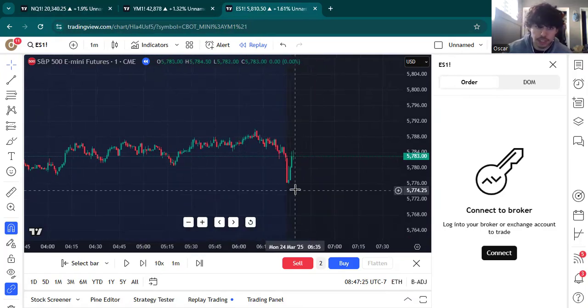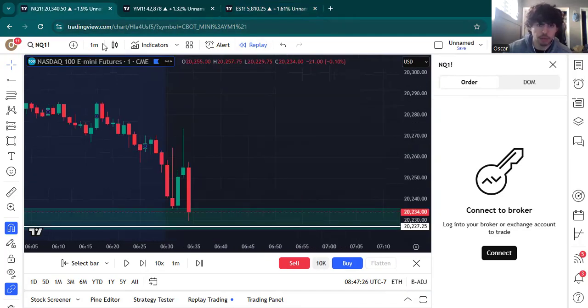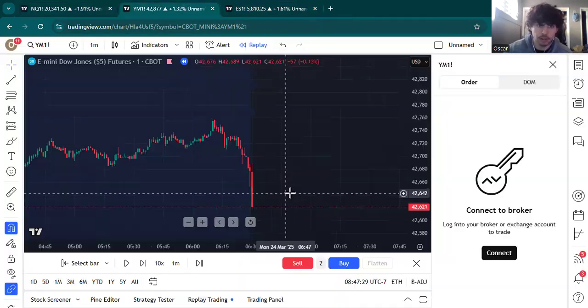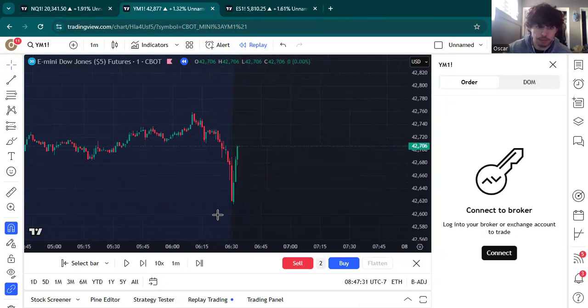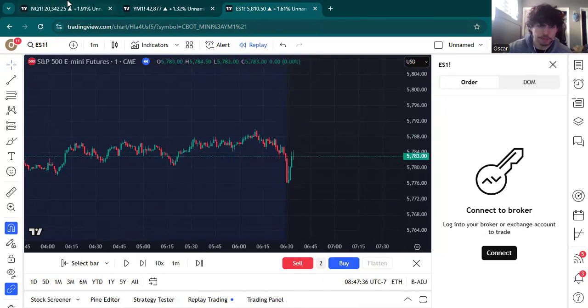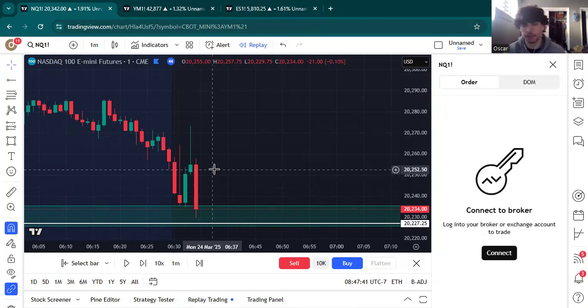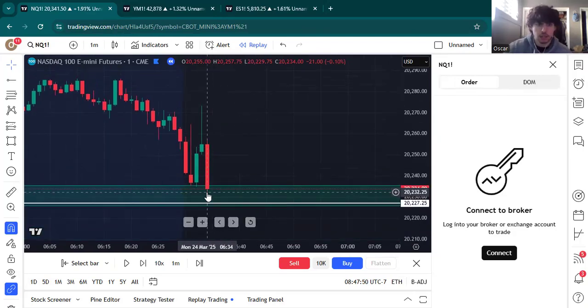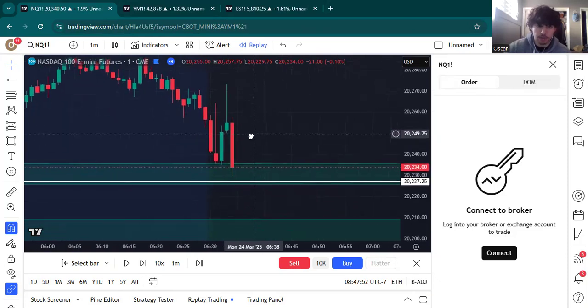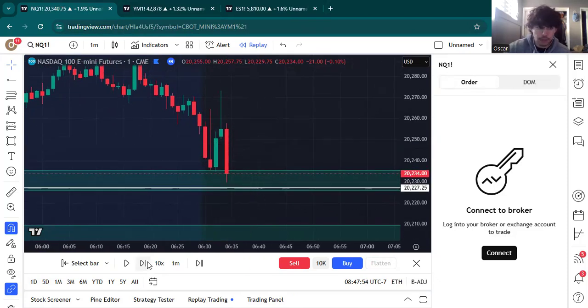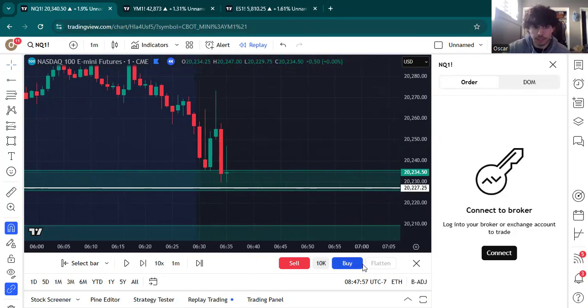At 634, ES is basically trying to break above these highs while NQ's down here. Same thing on YM. YM and ES are up here, NQ's right here, so it's the lagging index. It's called SMT divergence. And it came into this gap, and then this next candle right here is where I took the trade.